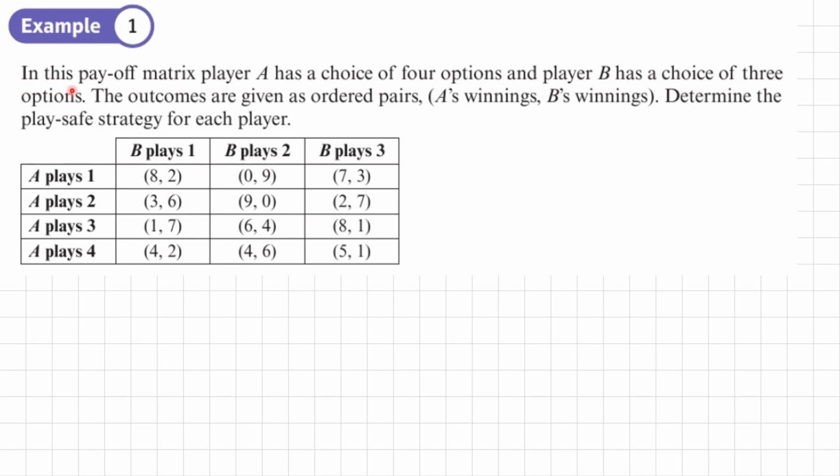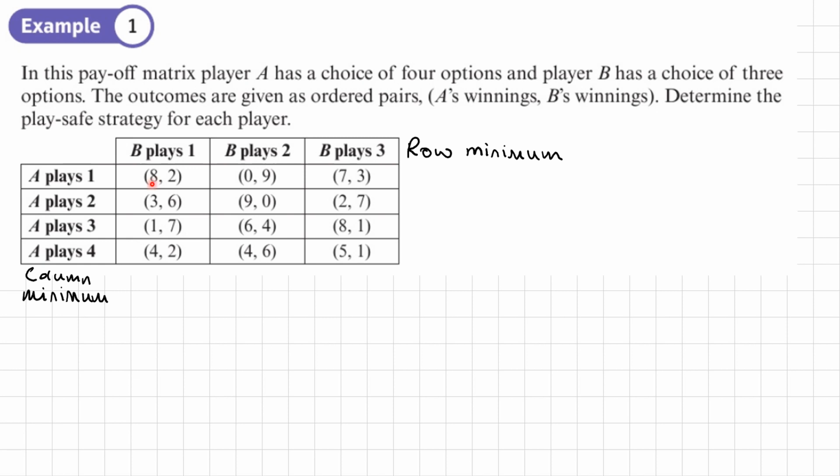Example 1. In this payoff matrix, player A has a choice of 4 options and player B has a choice of 3 options. The outcomes are given as ordered pairs: A's winnings, the first values, and B's winnings, the second values. Determine the play safe strategy for each player. Now, since this is not a zero-sum matrix, their winnings are different, we want the minimum for each row and column, and then we'll take the maximum of those values. They're playing safe. What's the least worst thing that could happen?